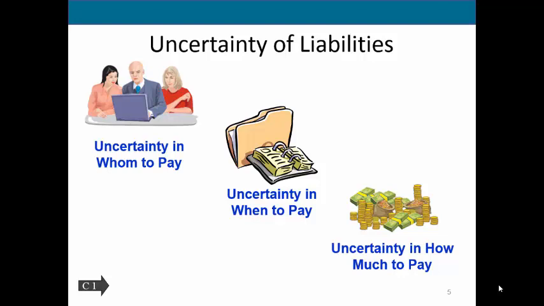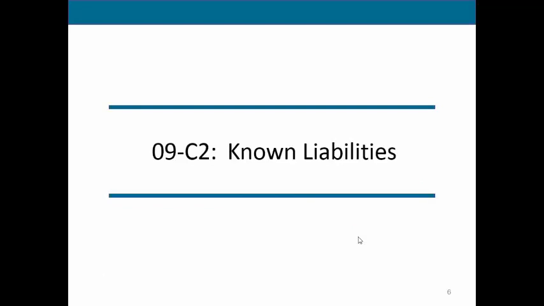So anytime we're talking about known versus unknown liabilities, the unknown element that we're talking about could be that we simply don't know who we need to pay, when we need to pay, or how much we'll actually pay. And we'll look at those as we move into our estimated liabilities. But first we're going to concentrate on our known liabilities. And everything that we've talked about up until this point in the class has been a known liability.